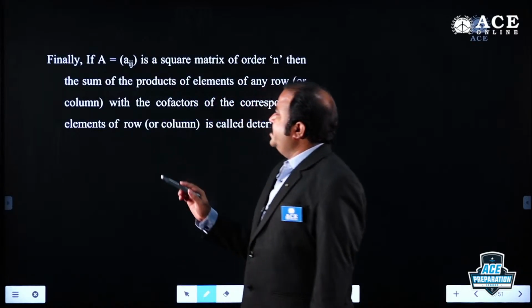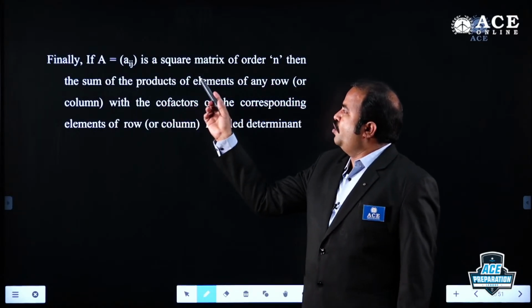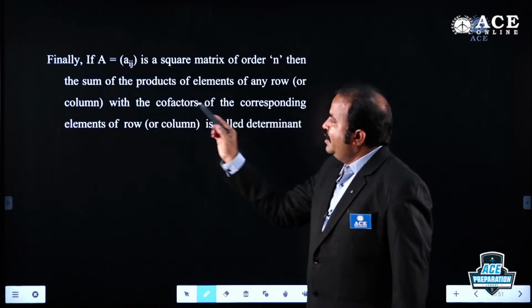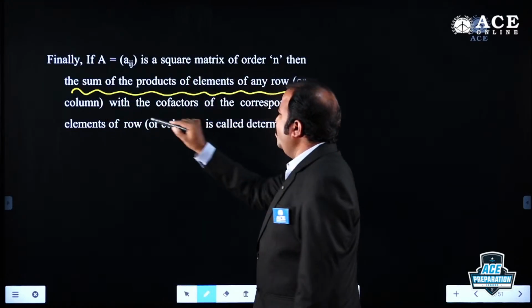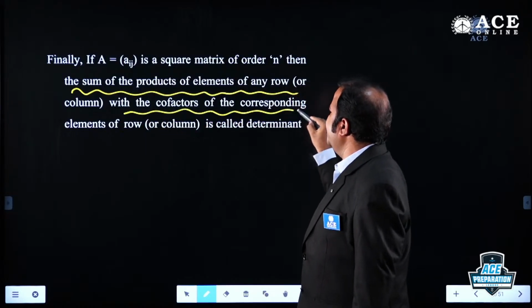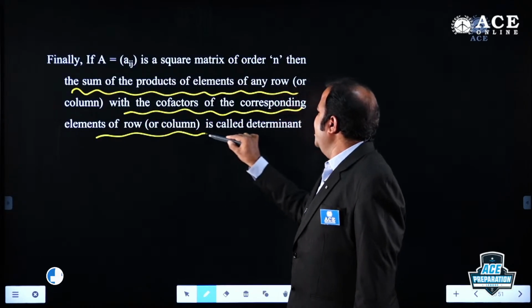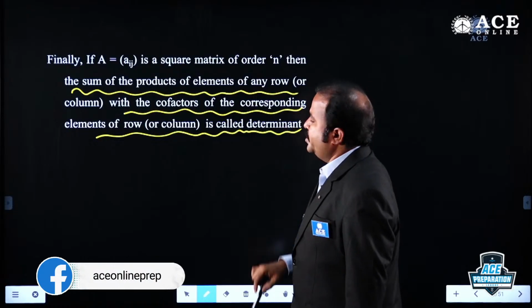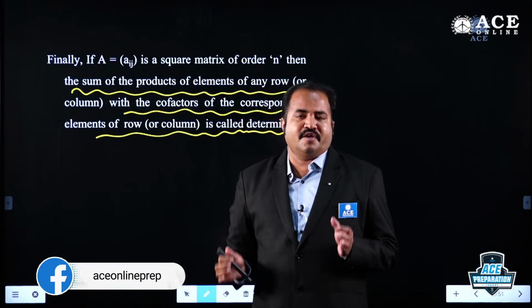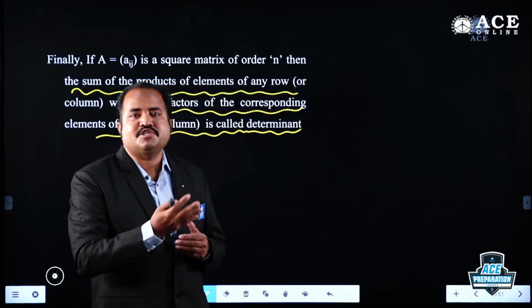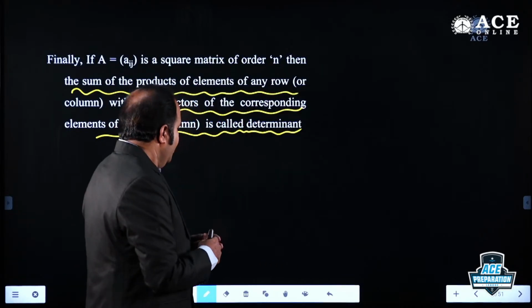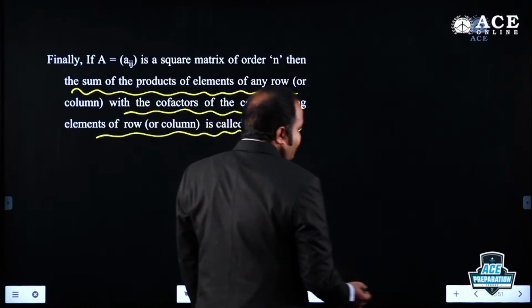So finally, what is the determinant definition? If A equal to [aij] is a square matrix of order n, then the sum of the product of elements of any row or column with the cofactors of the corresponding elements of column or row is called the determinant. Okay, as I told you, determinant is nothing but simply the sum of the product of any row or column elements and corresponding cofactors, right? So this is the definition of the determinant of a matrix.